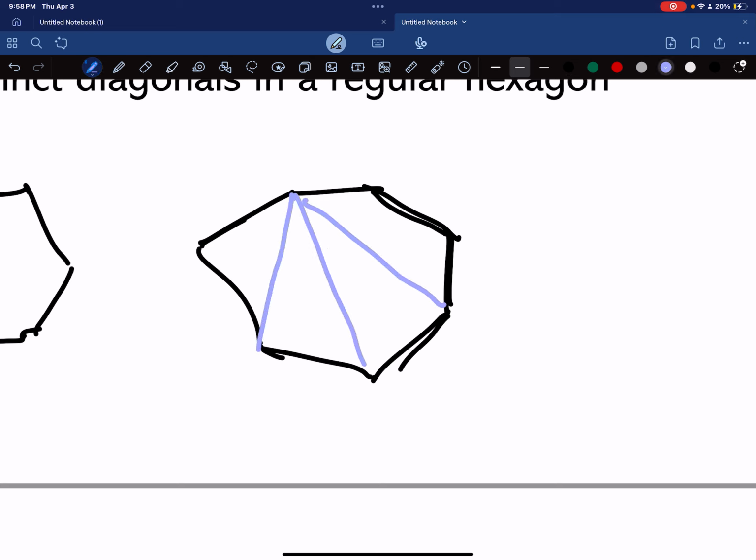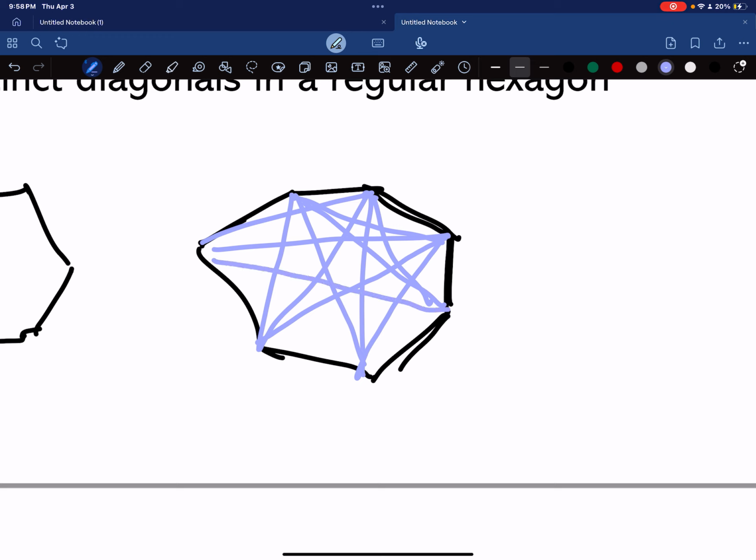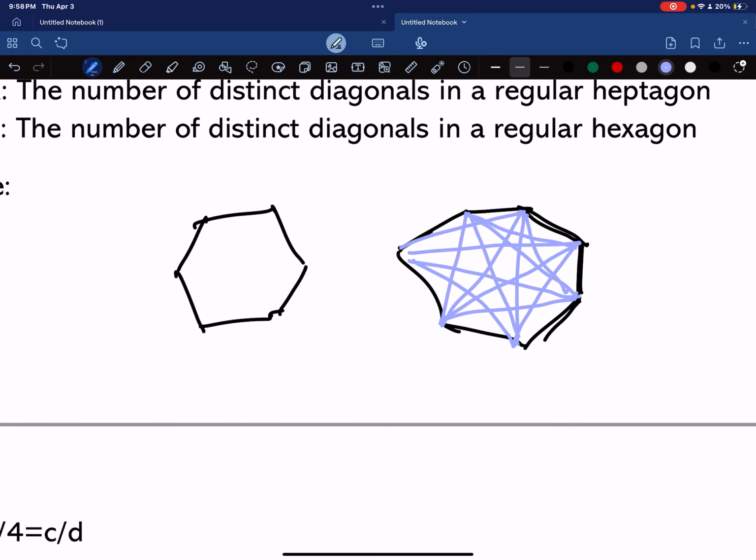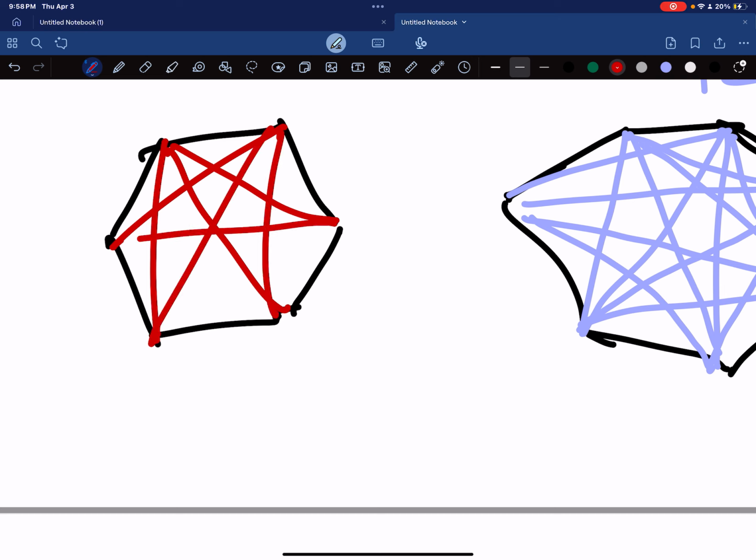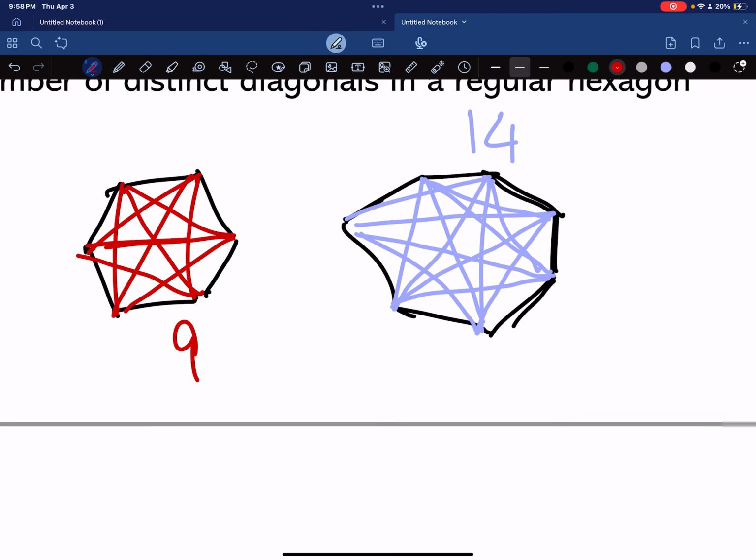2, 3, 4, 5, 6, 7, 8, 9, 10, 11, 12, 13, I think 13, 14. That looks like that, yeah. So 14 over here. And for the other one, it's just a hexagon. So 1, 2, 3, 4, 5, 6, 7, 8, 9. So 9 over here.